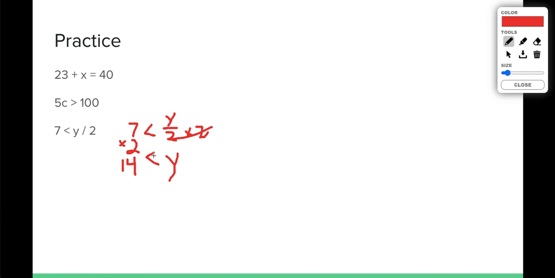Let's try it. What's something that's larger than 14? Let's go with 16. So let's plug that into the original inequality. What is 16 divided by 2? 8. Is this true? Is 7 less than 8? Yes, so I know my inequality works.